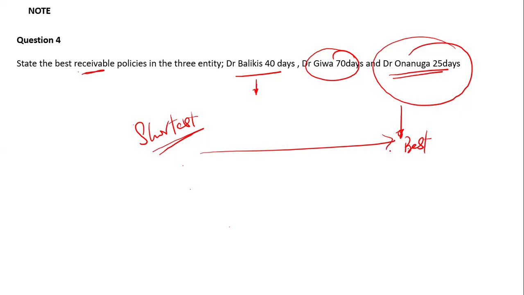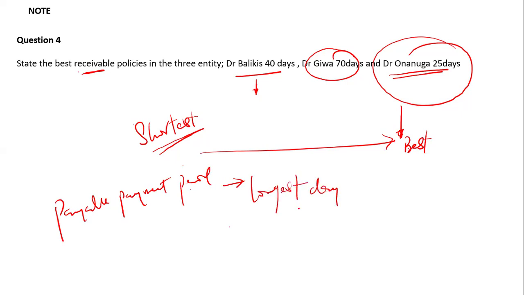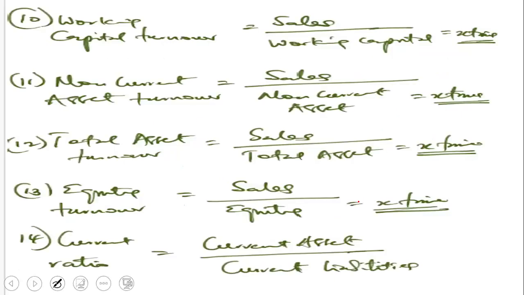So when we are faced with this, the best option in receivable is the shortest days. But for payable, the payable payment period, the best is the longest day. Are we there now? So which day is longer? Because it's better to pay those you are owing later while you have the money.